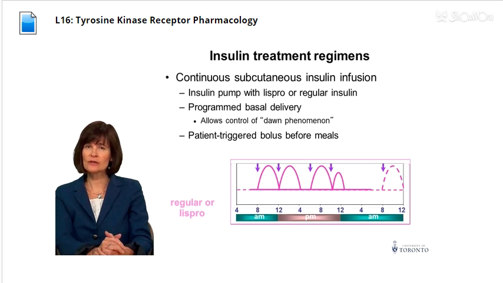And the patient triggers infusion of the same insulin before meals. The advantage of the pump is that the patient does not have to inject themselves several times a day, and the low background levels of insulin can be delivered more constantly by infusion.